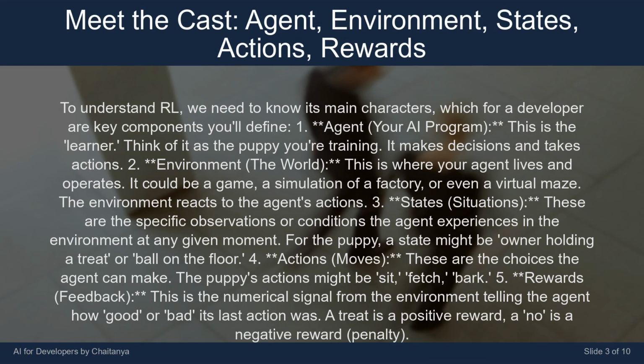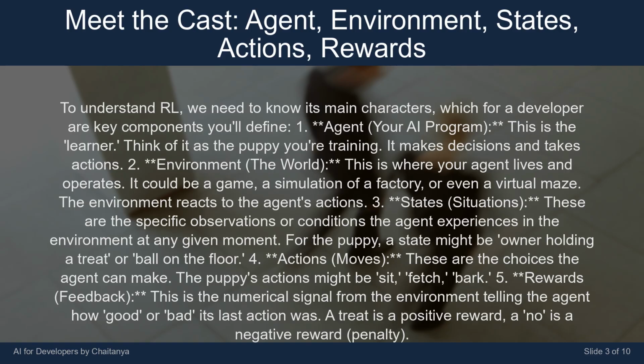To understand RL, we need to know its main characters, which for a developer are key components you'll define. 1. Agent, your AI program. This is the learner. Think of it as the puppy you're training. It makes decisions and takes actions. 2. Environment, the world. This is where your agent lives and operates. It could be a game, a simulation of a factory, or even a virtual maze. The environment reacts to the agent's actions.